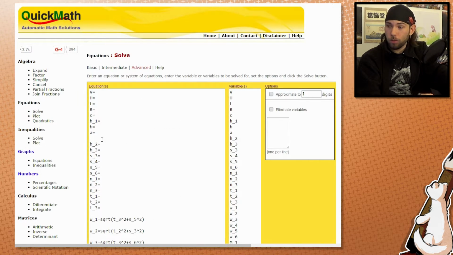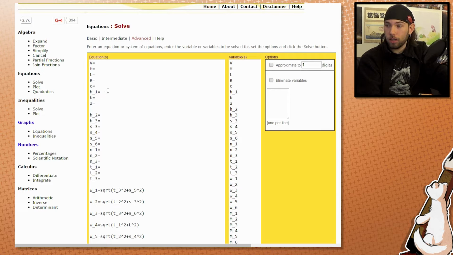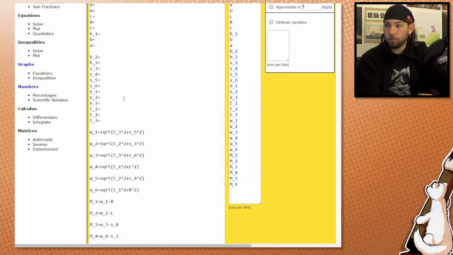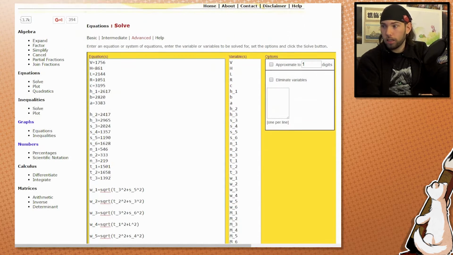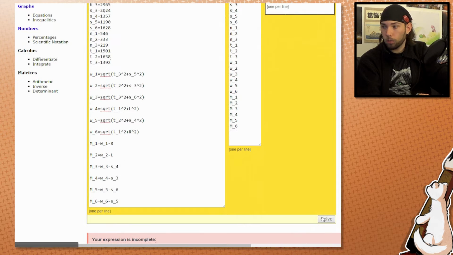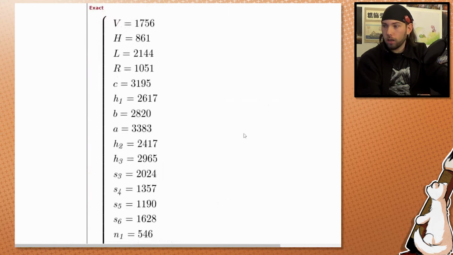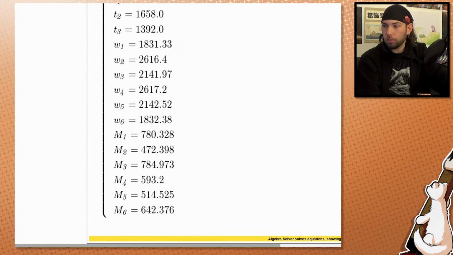And now here's the third link. We have to insert the values from the first link and from the second link. Alright, and click on solve. And now we scroll down, and all the way at the bottom we have N1 to 6, and these are the distances for the measurement points.